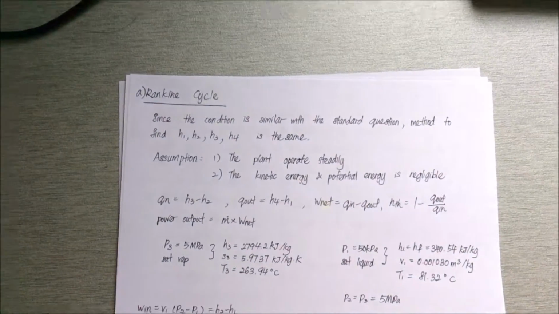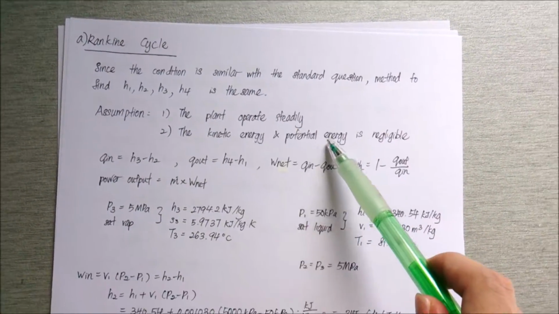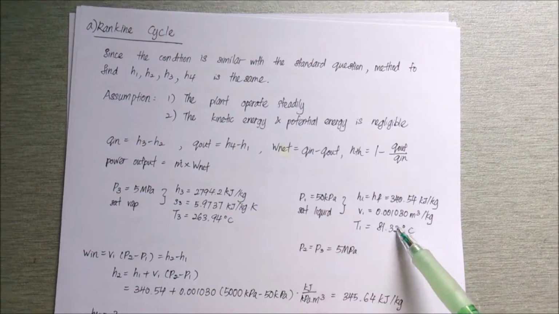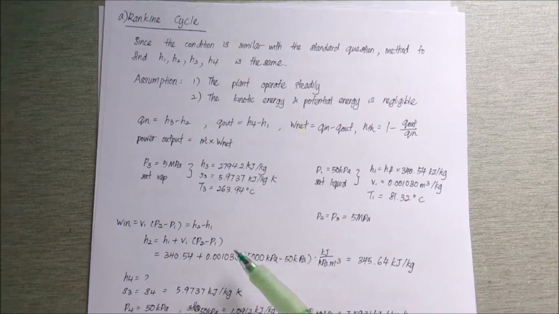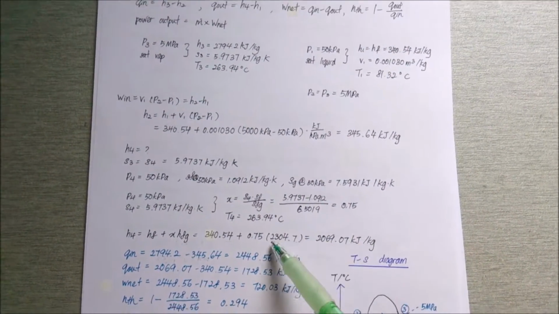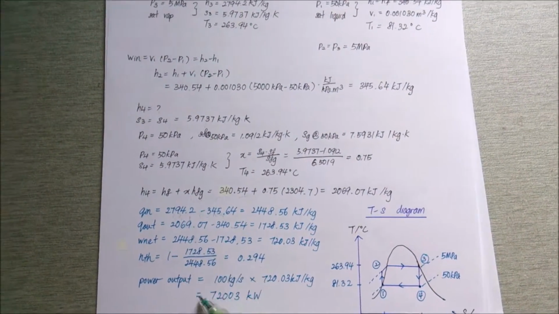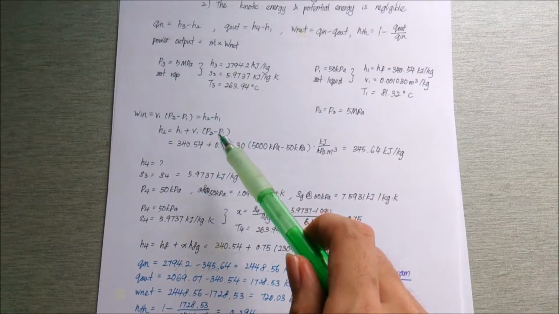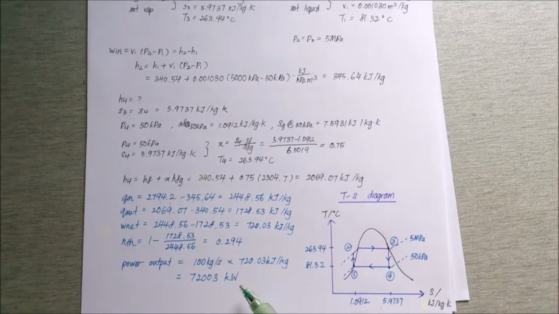We find out h1, h2, h3, and h4. And since we need to plot the TS diagram, we find the temperature values for all of them, h1, h2, h3, h4, everything. So, solving like the question just now, we plot the TS diagram. And the power output, since we know the mass flow rate is 100 kg per second, is equal to the mass flow rate times the network output. And the power output will thus equal 72,003 kilowatts.